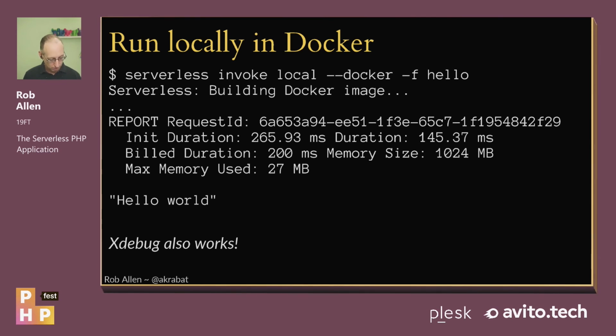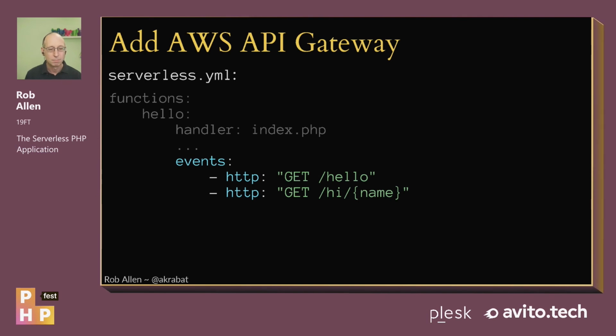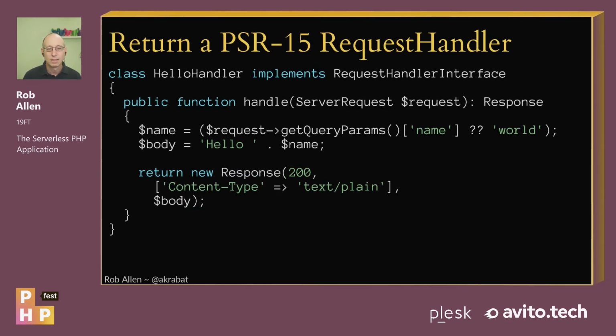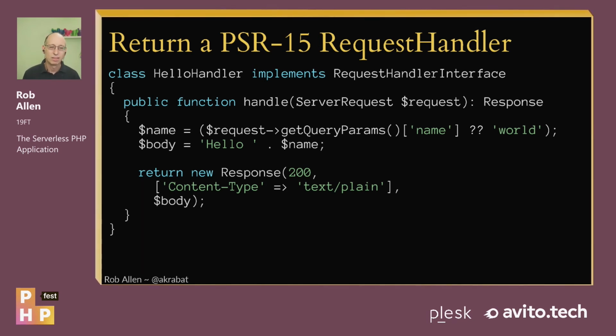AWS Gateway. What happened there? There we go. AWS Gateway, the API gateway, we can add by adding HTTP events in the same way as we do for OpenWhisk. So here I'm responding to get hello or get /hi. And if we're going to do an API, we use a PSR-15 request handler, where we create a handle function and we return a PSR-7 response. So that's all very, very standard PHP at this point. And Bref takes care of making it all work with Lambda.